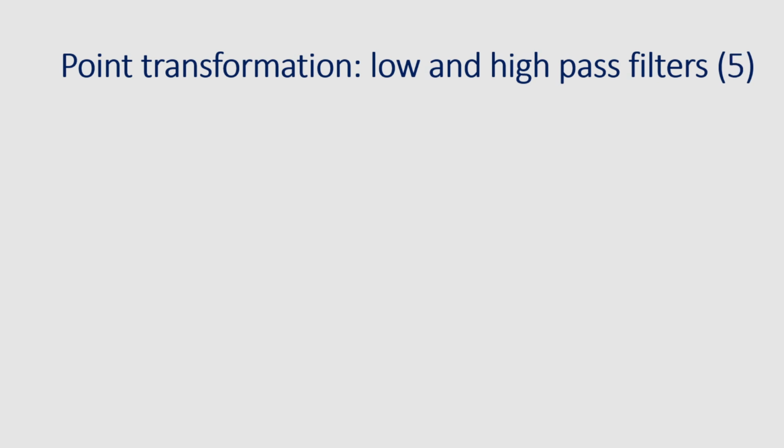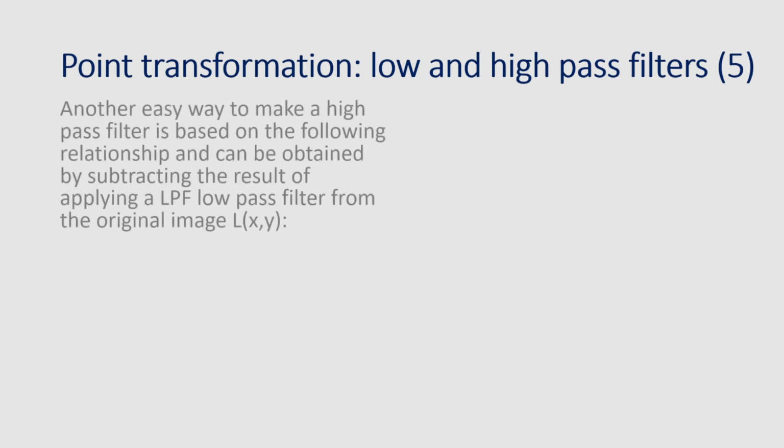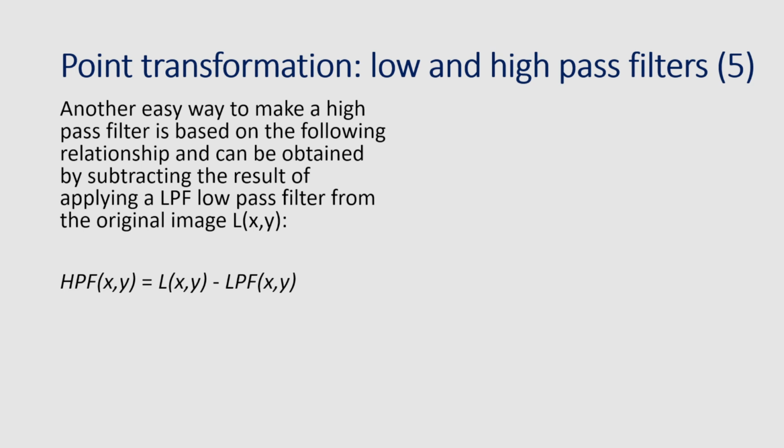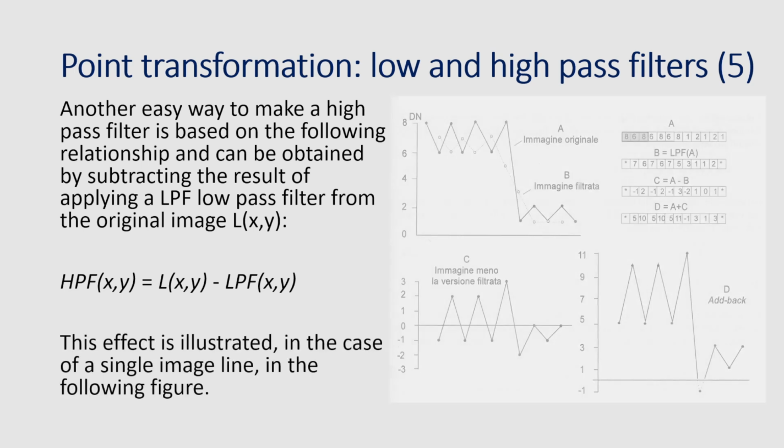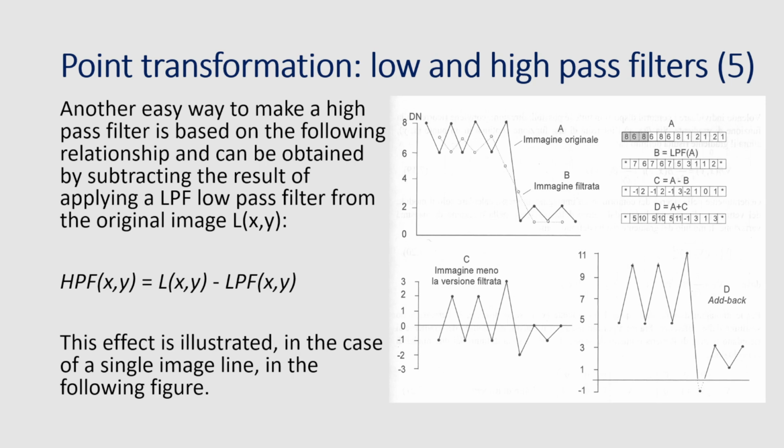Point transformation, low and high-pass filters. 5. Another easy way to make a high-pass filter is based on the following relationship and can be obtained by subtracting the result of applying a low-pass filter, LPF, from the original image, L(x,y). HPF(x,y) equals L(x,y) minus LPF(x,y). This effect is illustrated, in the case of a single image line, in the following figure.